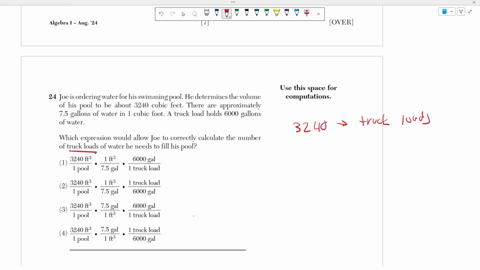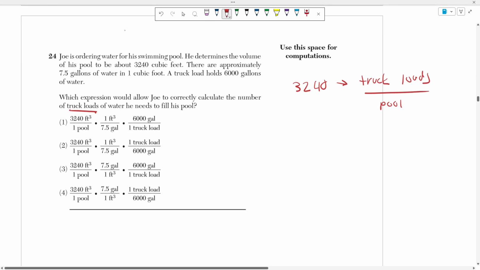So which one of these does that correctly? Well, I want to have truckloads as my final value, right? I want to have truckloads per pool. So which one of these correctly does that? You don't even need to do any math. You just need to look at the units here. Which one of these problems leaves me with the proper units?